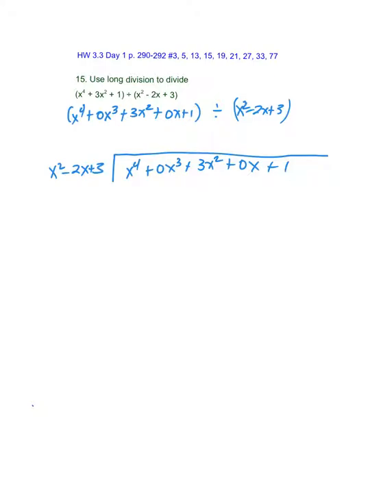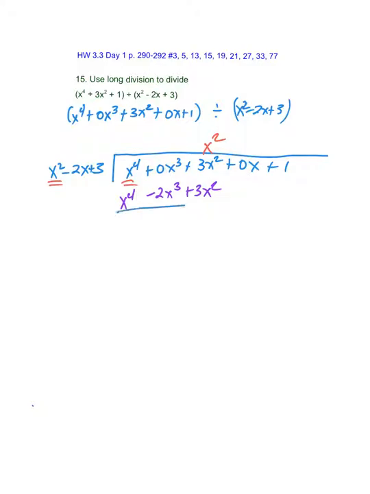First thing when we do long division is we look at the highest power term and we ask ourselves, how many times does x squared go into x to the fourth? Or in other words, what times x squared equals x to the fourth? That answer is x squared. I'm going to write that over the x squared term. And then we're going to multiply. x squared times x squared is x to the fourth. x squared times negative 2x is minus 2x cubed. x squared times 3 is plus 3x squared.